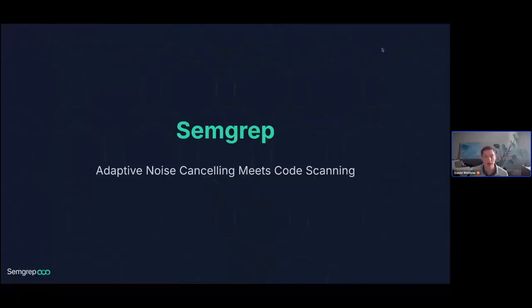Today we're going to be talking about how we're bringing adaptive noise canceling into code scanning with Semgrep.